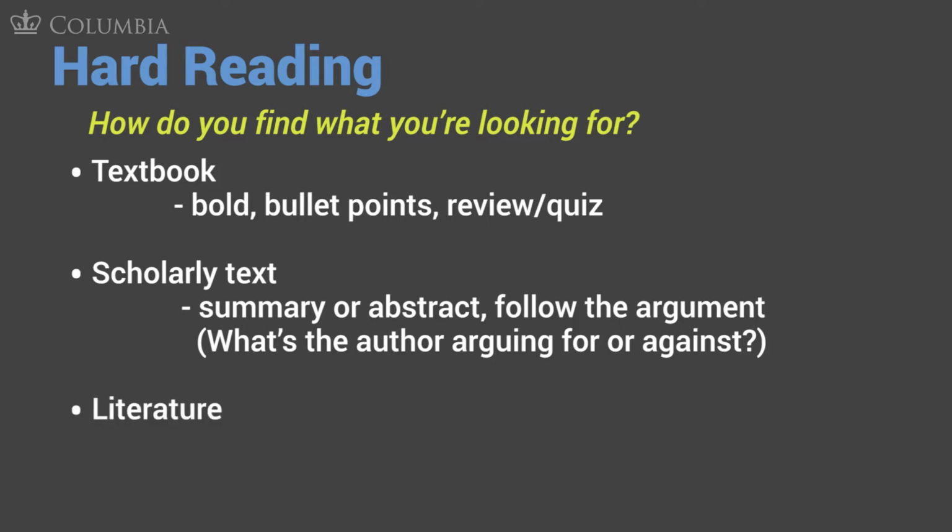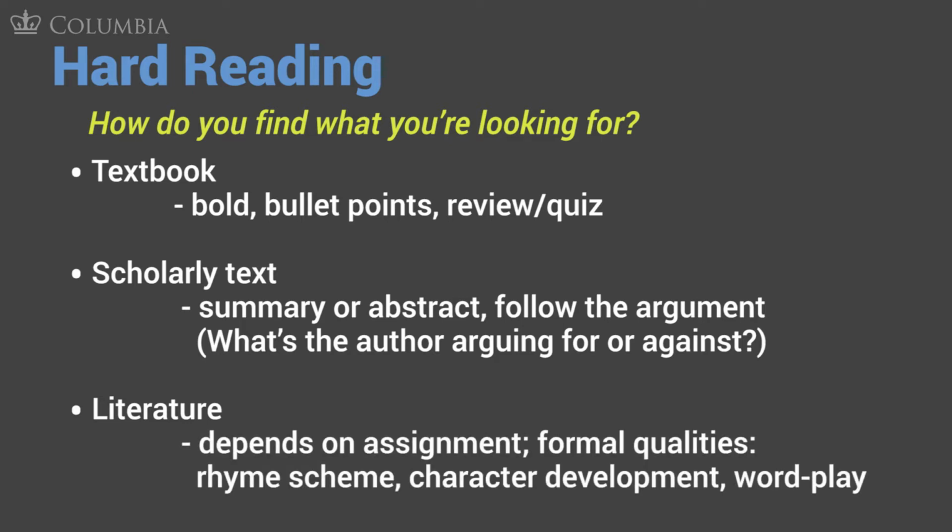Literature is presenting, again, neither facts nor an argument, and what you're looking for in a literary text will often depend on the assignment and what kind of literature you're reading. It's a good idea to focus in on formal qualities. In a poem, you might look for the rhyme scheme. In a novel, you might look for character development. In a play or another kind of literature, maybe it's wordplay or something else that the professor directs you to look for. Once you know what sorts of things you're looking for and how to find them, it's usually much easier to understand the difficult text that you've been assigned.